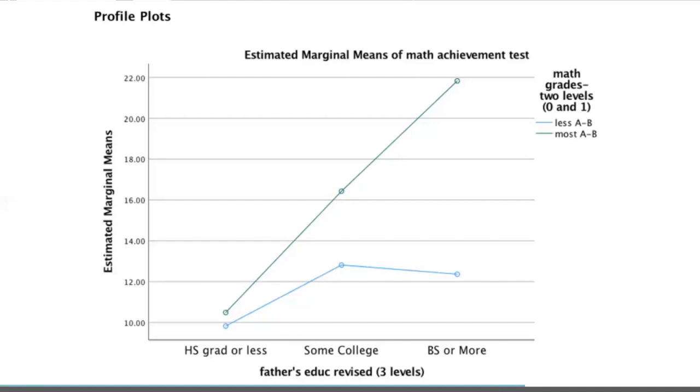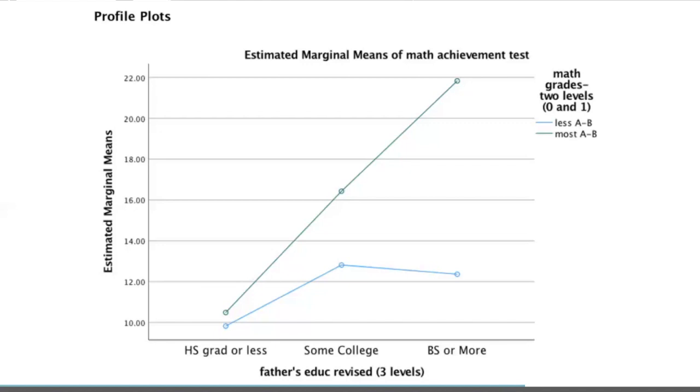All right. So what we're doing here is we're comparing the math achievement scores of the students with those low, so less than A and B scores, versus the more than A and B scores. And this is if their father has the lowest level of education. So now we're going to click on next. And we're going to do this for the medium score of some college.